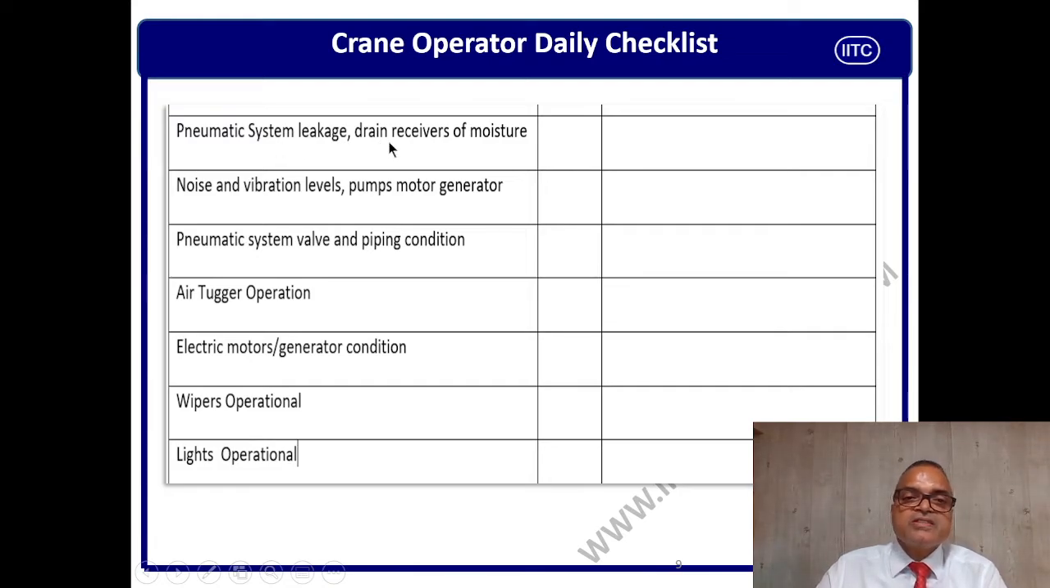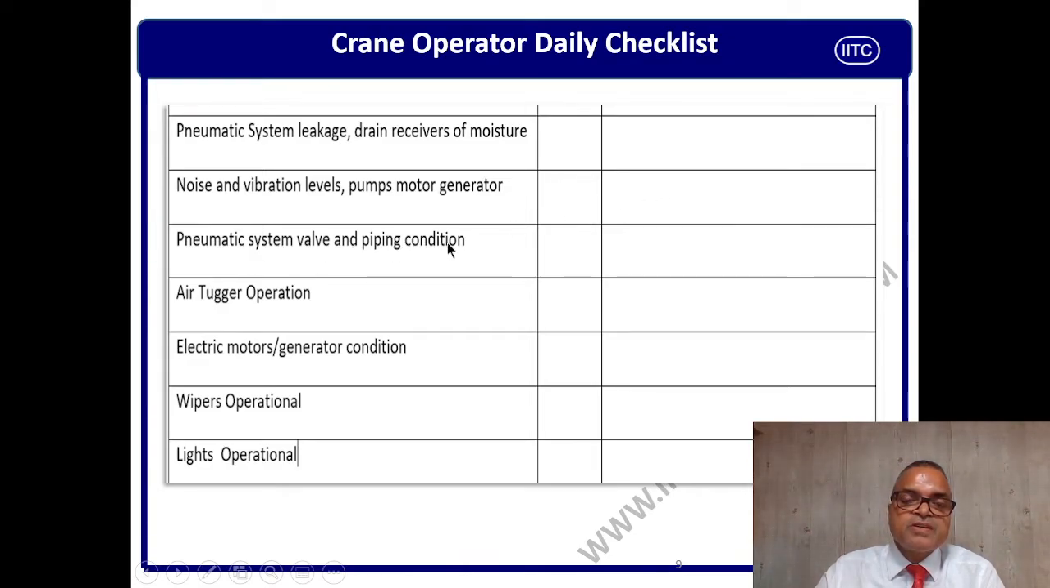Pneumatic system leakage, drain receivers of moisture. Here, for pneumatic system leakage, you have to see there are pneumatic brakes and pneumatic systems. You have to see whether this is working or not working, yes or no, and put your comment accordingly so that appropriate actions can be taken by the maintenance department. Noise, vibration and pump, motor, generator. So you have to see the noise level of your engine, noise level of your gearbox, vibration of engine, vibration of gearbox, vibration of pumps, noise of pumps and motors and generators. And accordingly you can put yes, no and comments.